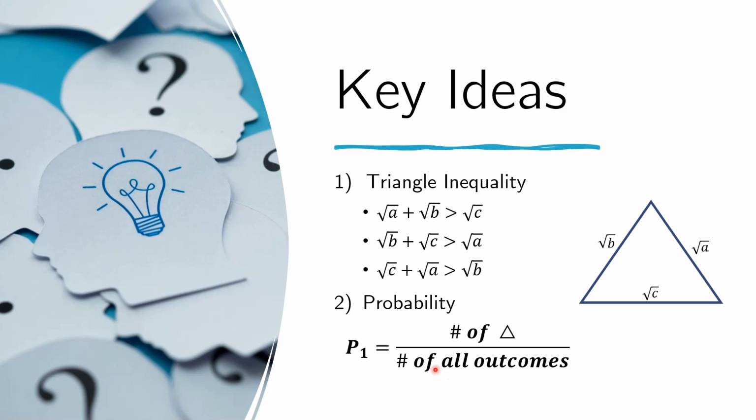So here the outcomes would be the combination of the numbers in the die. So when we throw it 3 times, the combination of the result of the first throw, the second throw, and the third throw. So how many combinations are there? That comes here. And on top of that, out of all those combinations, which of those actually form a triangle? And that's going to come in the numerator.